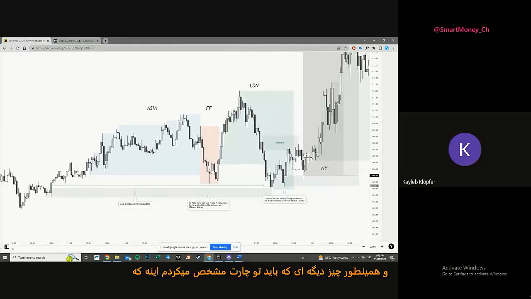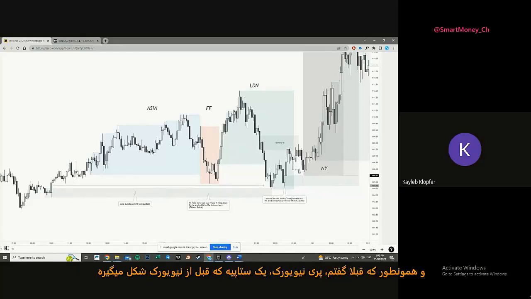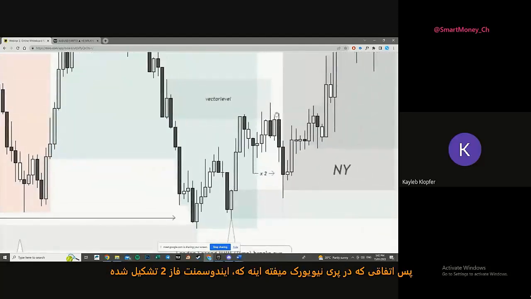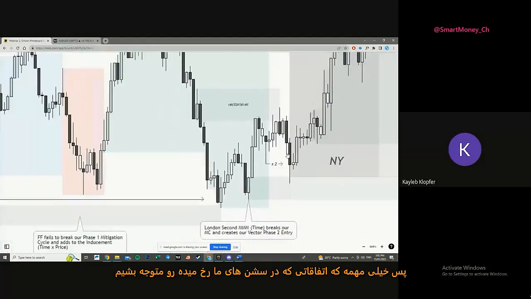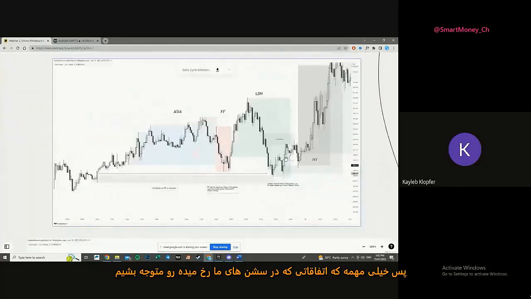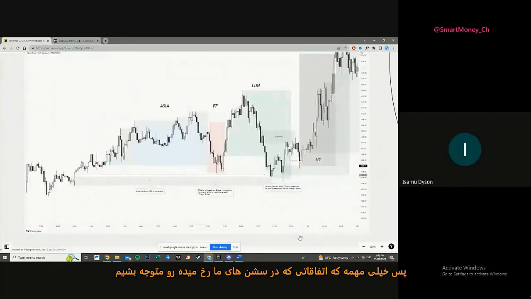Also, what I should have labeled, what's happening here? Well, this white space, because these are all shaded for their session times, is pre-New York. And like I said, pre-New York is a pre-setup for New York. What happened during pre-New York here is that it created that phase two inducement from our vector level. It created that inducement to get swept and then reverse. So it's very important that we focus exactly on what's happening during our session times. Okay?